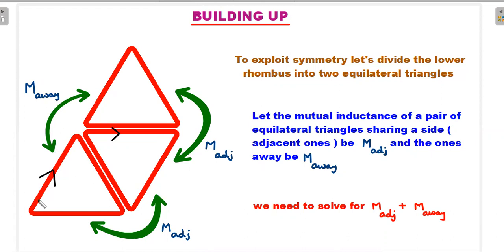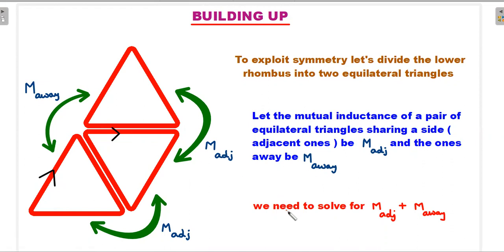What is this mutual inductance? If current flows in this, the flux lines or the field lines go out of the board and go into this triangle and affect the EMF in this. To write that EMF, the M term that I used in this triangle due to the changes in this is called M away. That's the whole logic. So to exploit the symmetry, we divided the bottom rhombus into 2 equilateral triangles. It was made possible because the rhombus was given as a 60-degree internal angle. Okay, so let the mutual inductance be M adjacent and M away as shown in the figure.